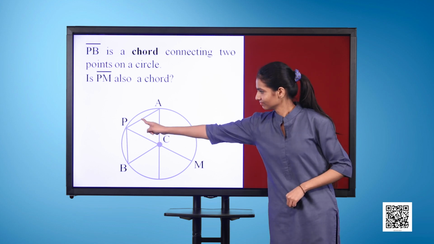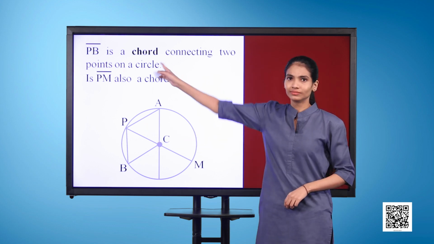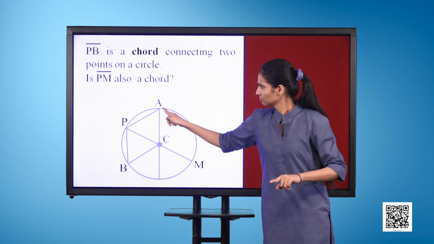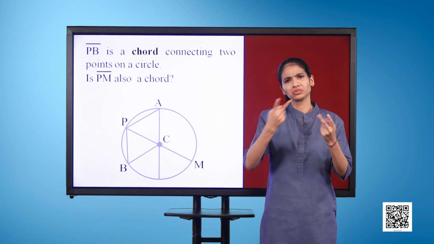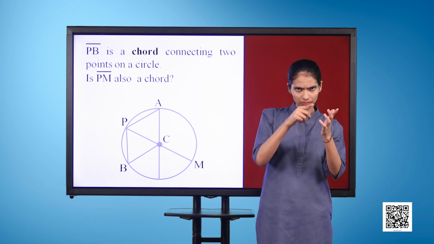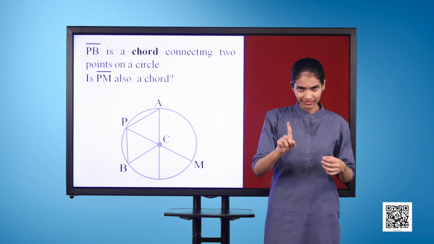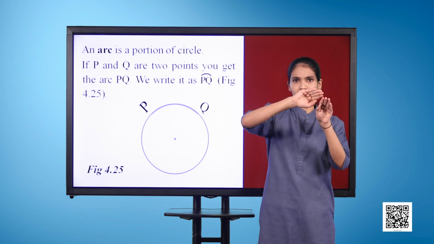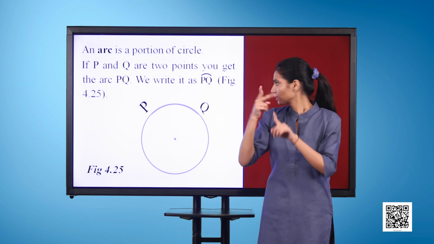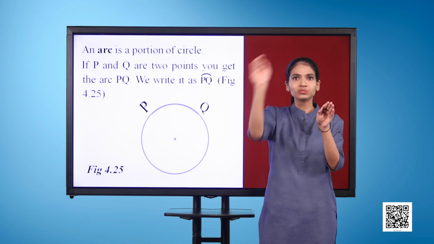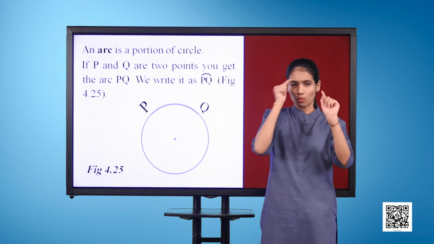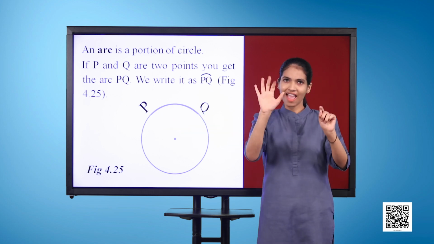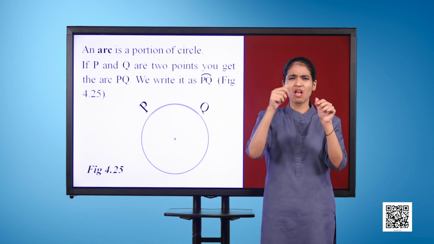PB is a chord connecting 2 points on a circle. Is PM also a chord? An arc is a portion of a circle. If P and Q are 2 points, you get the arc PQ. We write it as PQ with an overhead sign of the arc. Figure 4.25.